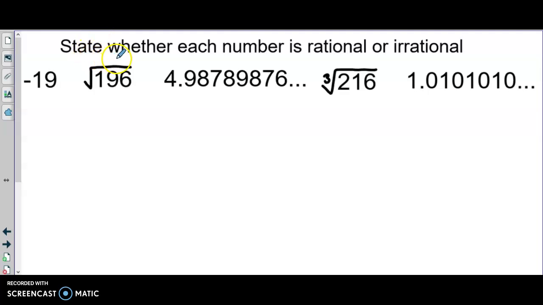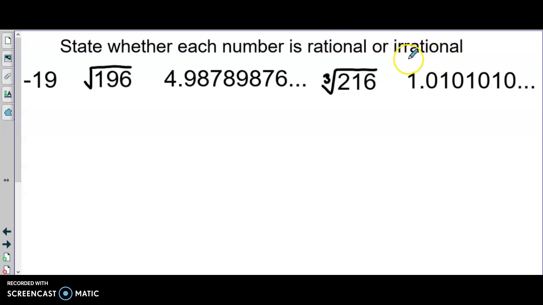So we are trying to state whether each number is rational or irrational. Before we do this, let's talk about what each word means. I find it easiest to deal with decimals as opposed to fractions. So I'm going to give you the definition in my own words that I use in regards to decimals.